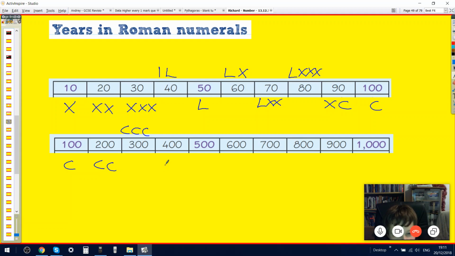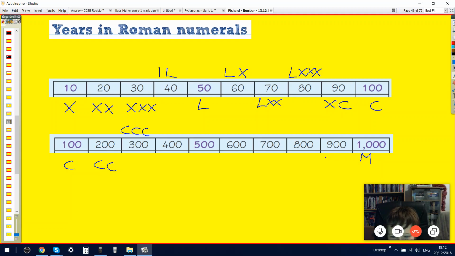I'm not sure about 400, 500, 600, 700, 800, and 900. I think 1,000 might be M. Yeah, M for 1,000. And so if 900 is 100 less than M, how would you write that? So it's X. I think it's XM. So that would be 10 less than M. We want 100 less than M? 100.